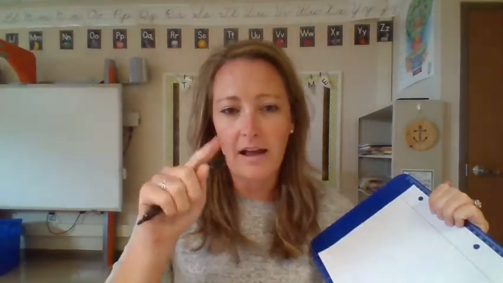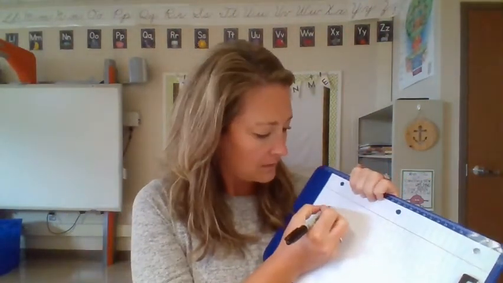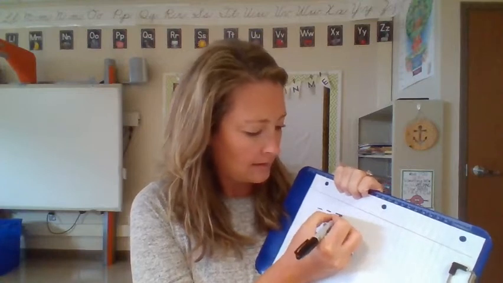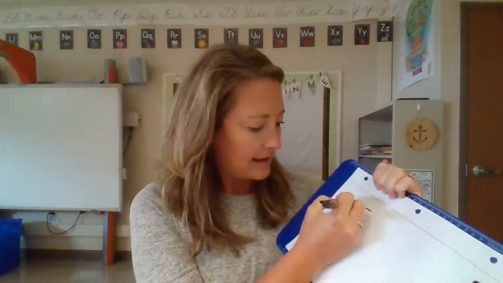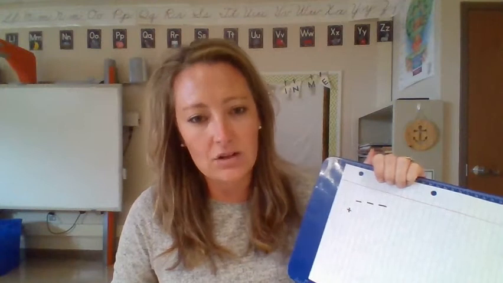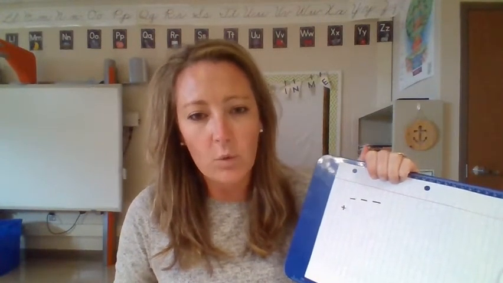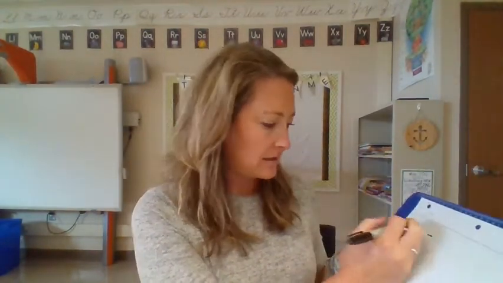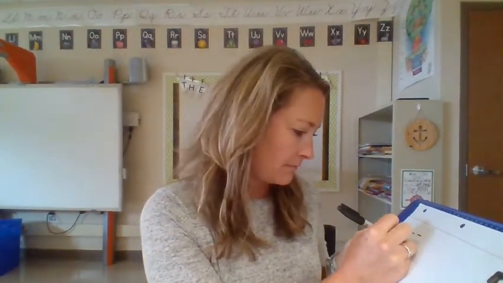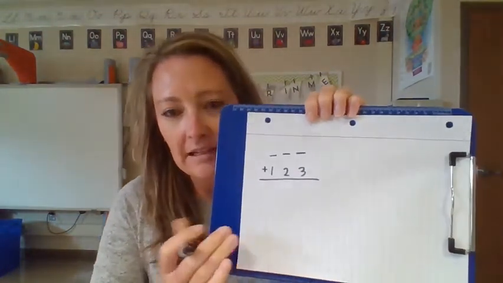So first thing we're going to do is set up our board. We're going to draw blanks for a 3-digit number. So I'm going to set up hundreds, tens, and ones. And then I'm going to put my second add-in with the number that I'm going to add to it. So we're going to start by adding the number 123. I'm going to line that up underneath my first add-in. All right, so see how it looks like an addition problem?